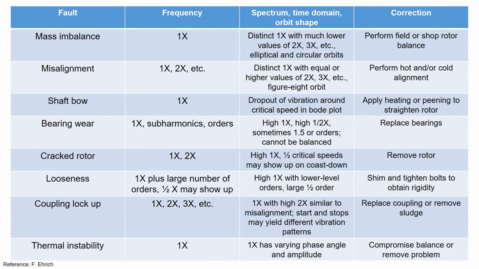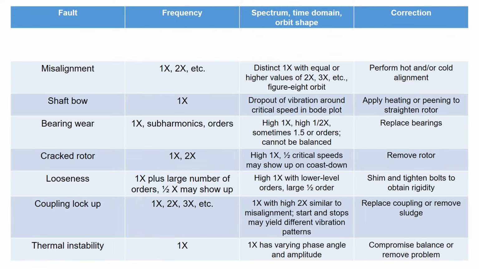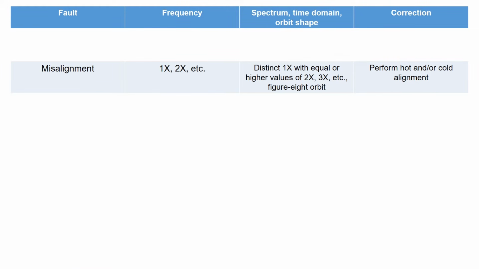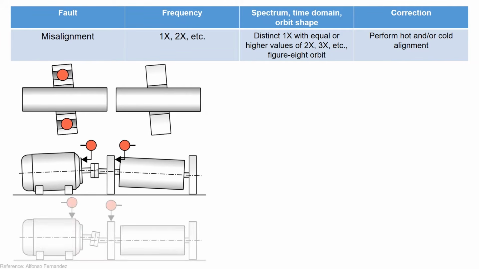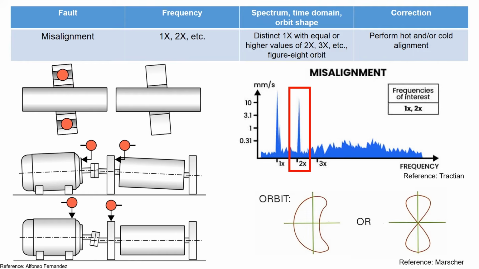Let's return to the table for a moment. Now let's explore the topic of misalignment. Misalignment between the bearings, shaft, and rotor can lead to 2x noise. Additionally, coupling or machine misalignment can also induce 2x noise.